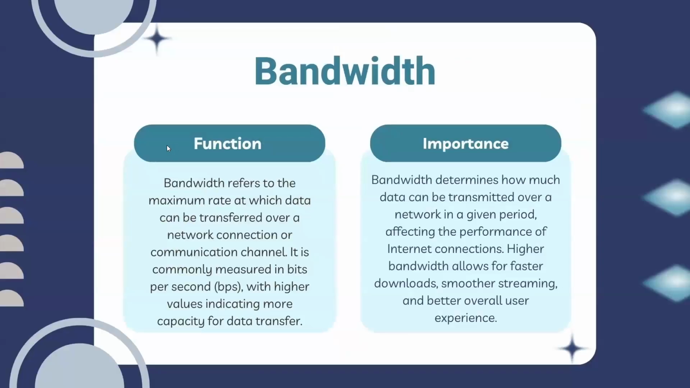So bandwidth. Bandwidth refers to the maximum rate at which data can be transferred over a network connection or communication channel. So the more bandwidth you have, the faster download speeds will be in connecting to other devices. It is commonly measured in bits per second, with higher values indicating more capacity for data transfer. Bits are like small pieces of data. Bandwidth determines how much data can be transmitted over a network in a given period, affecting the performance of internet connections. Higher bandwidth allows for faster downloads, smoother streaming, and better overall user experience.